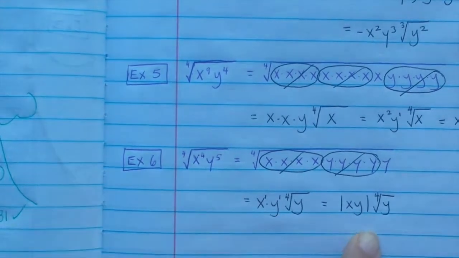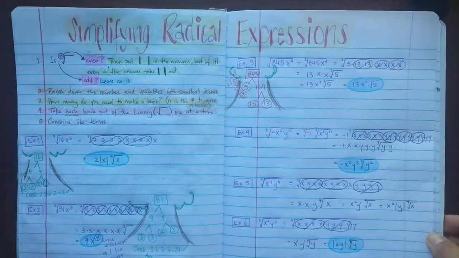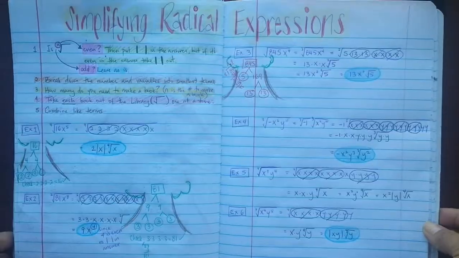This is a listening check. Shade in the box around example 6. And that's it. So let's practice.